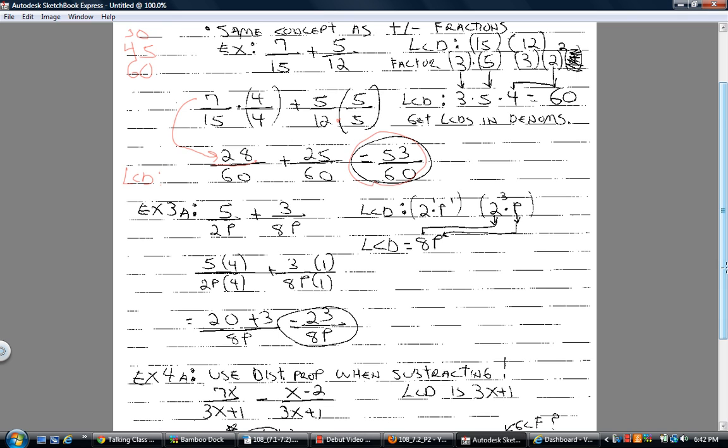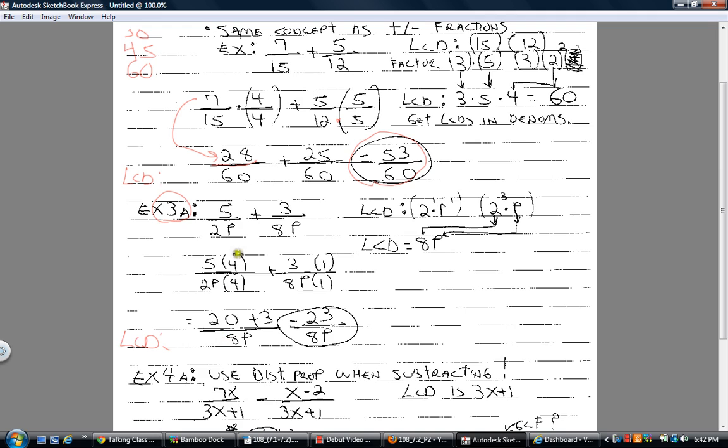Okay, so let's start off with example 3A. Looking at it here, they're giving you 5 divided by 2p plus 3 divided by 8p. The denominators are different. You must find an equivalency. Now what I did here off to the side, I took 2p and 8p. I took 2. Now they go crazy with all the exponents and stuff, but make it easy for yourself. What's the LCD between 2 and 8? The answer is 8.